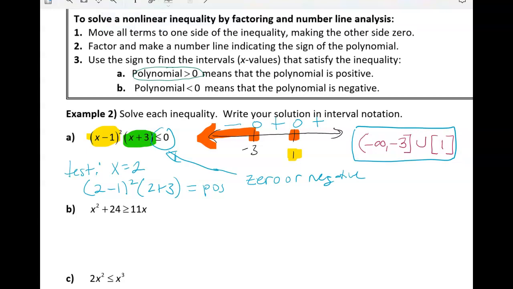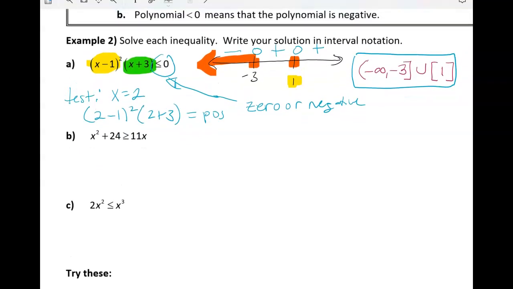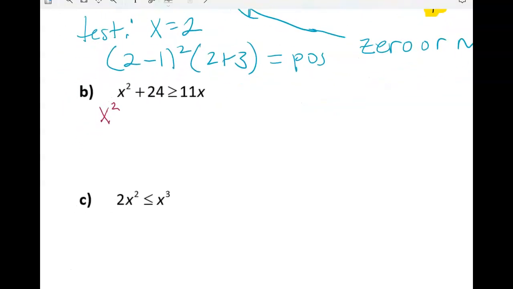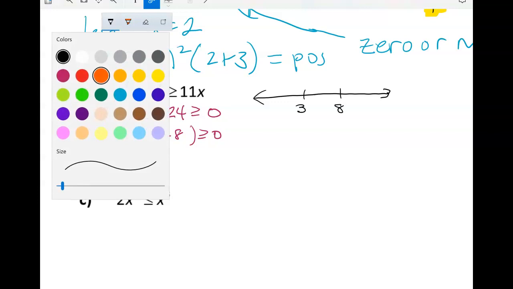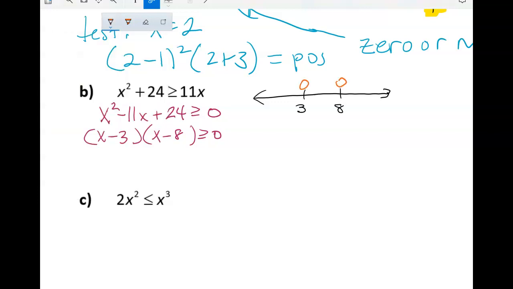All right, let's take a look at B. For B, we have to do some moving around of some things. So we've got to bring the 11x over to the left side of the inequality, and then we're going to factor. That's x minus 3 times x minus 8. And so now we have zeros of 3 and 8. So I'm going to mark those off on the number line, indicate that the polynomial is 0 at those values.